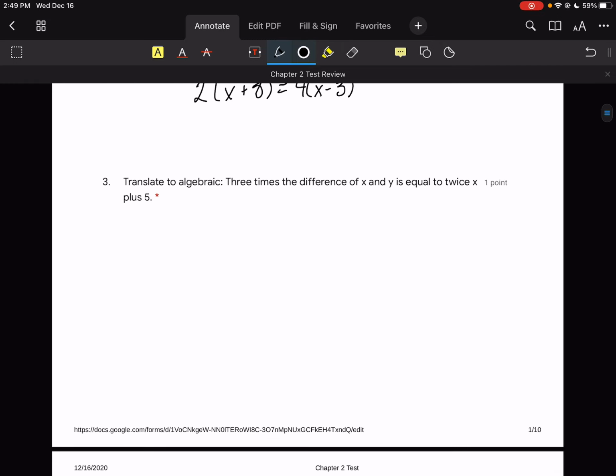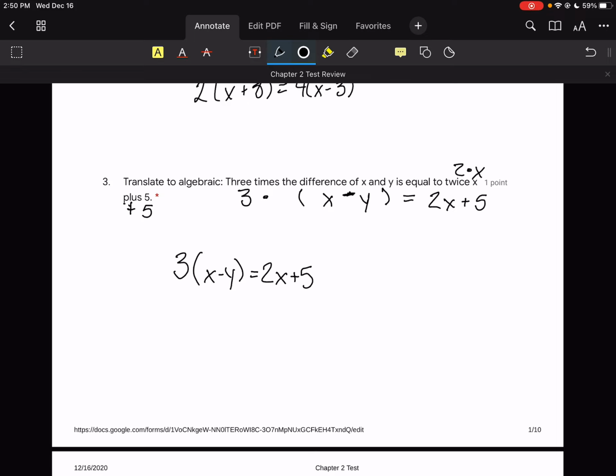Number 3, translate to algebraic. So 3 times the difference of x and y, minus sign, is equal to twice x plus 5. So twice means 2 times x plus 5. So again, 3x minus y is equal to 2x plus 5.